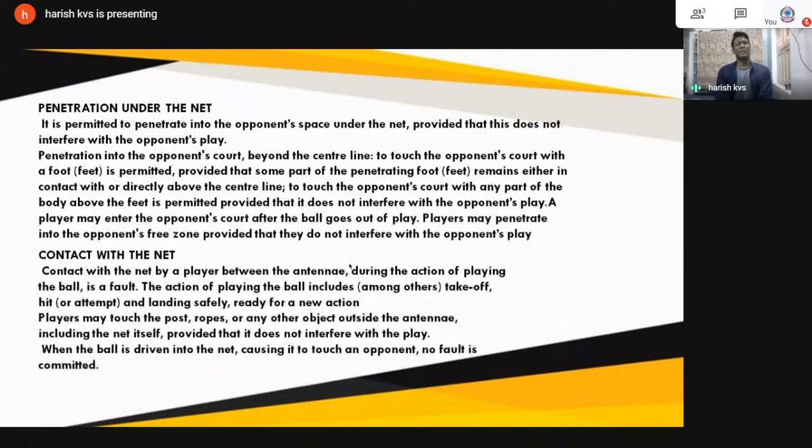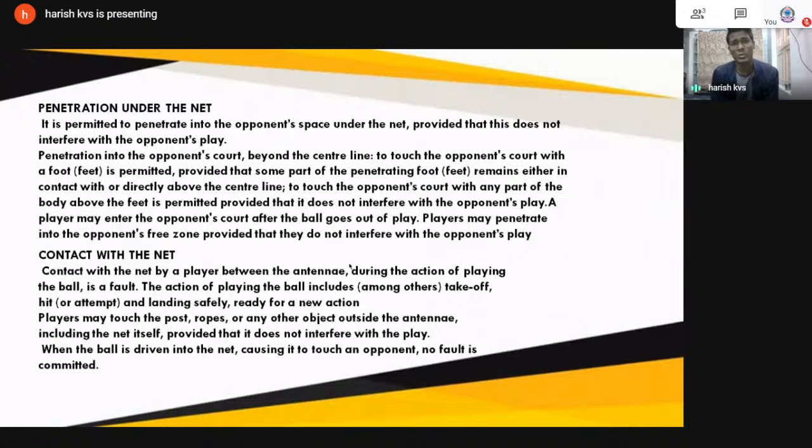So this aspect comes to the players who stay at the front court and play for a defensive or offensive gameplay. It is permitted to penetrate into the opponent's space under the net, provided that this does not interfere with the opponent's play.